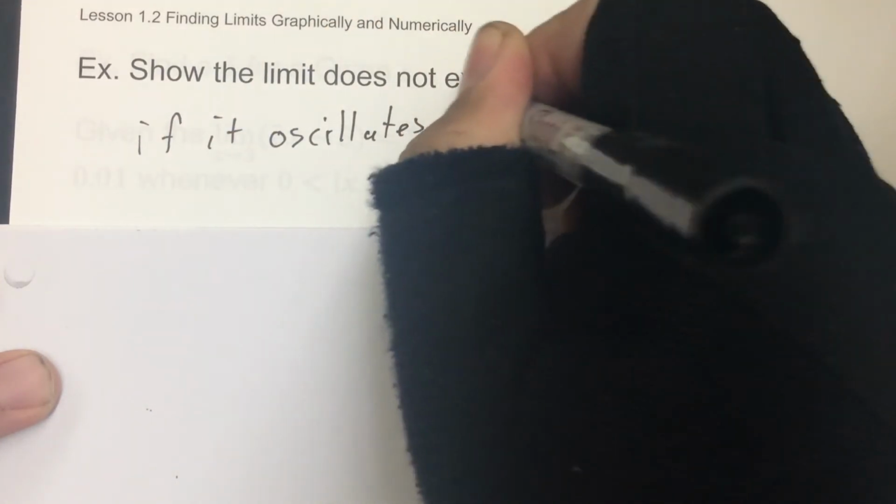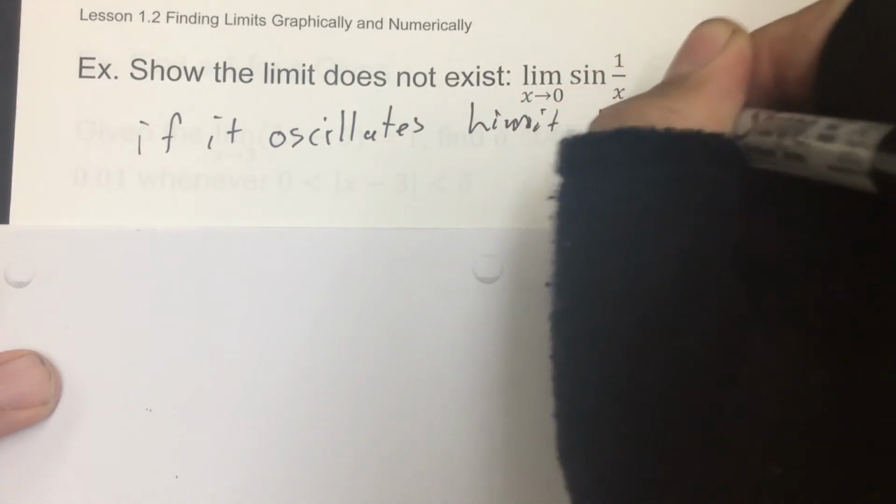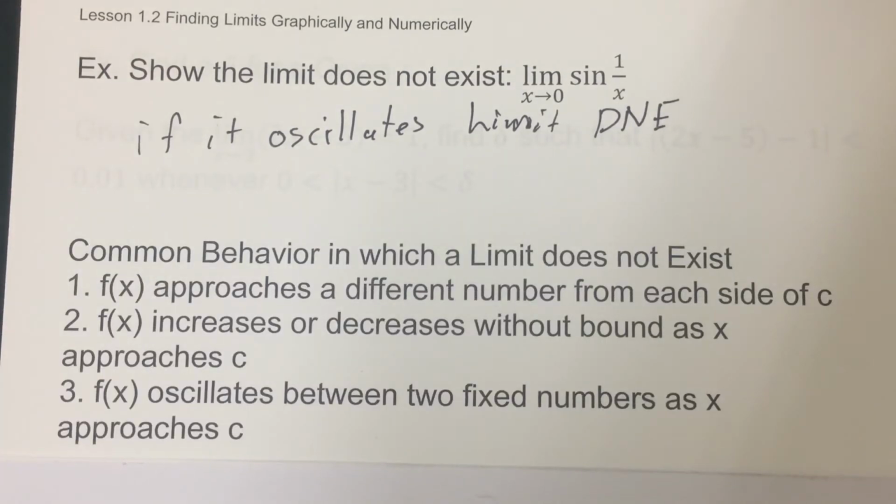So if it oscillates, limit, and I'm going to shorten it up to DNE, does not exist. So it can't oscillate, it can't go to infinity, and it can't have different limits. So that's what sums up here.